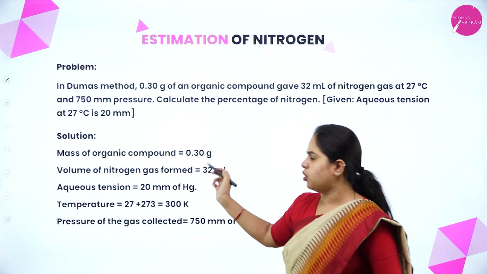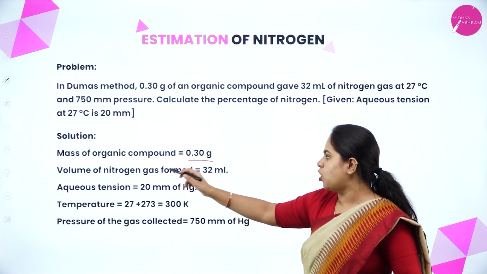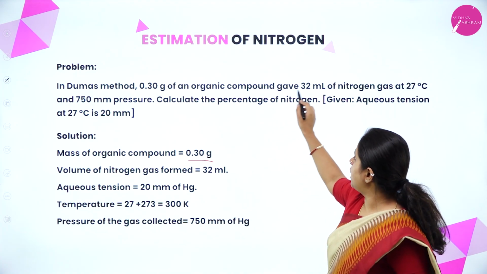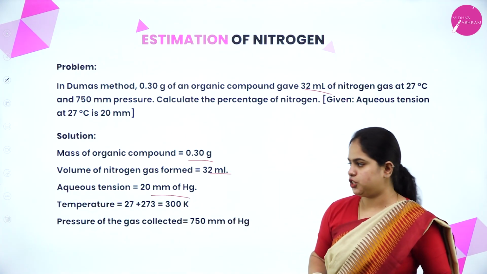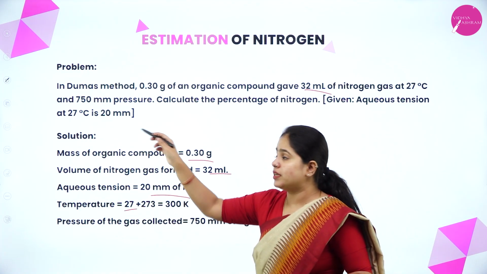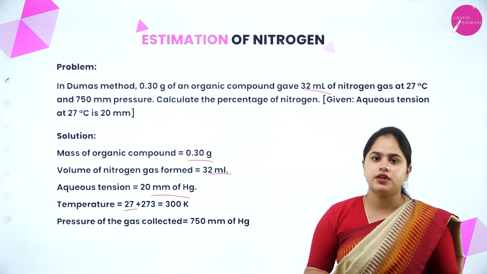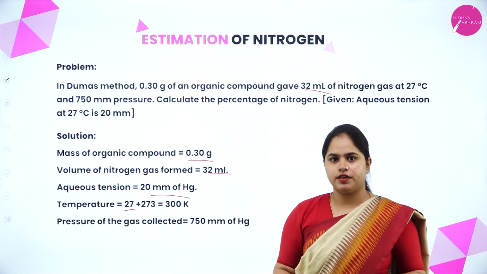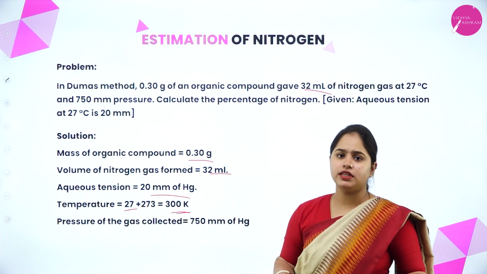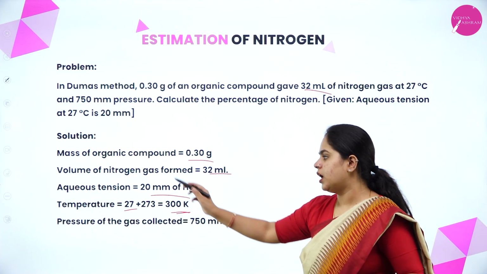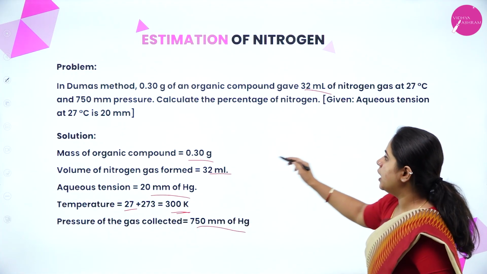The mass of organic compound is given as 0.30 gram. And the volume of nitrogen gas formed is given as 32 ml. Aqueous tension is given as 22 mm of Hg, and temperature is given as 27 degrees Celsius. You have to convert it into Kelvin scale, right? So, how do you convert it? Degrees Celsius plus 273 will give you the temperature in Kelvin scale. So, that is 300 Kelvin, and the pressure of the gas collected is also given as 750 mm Hg.